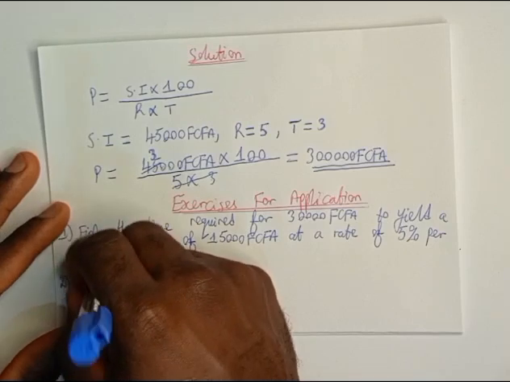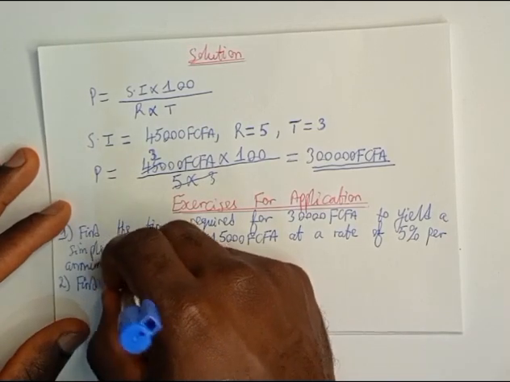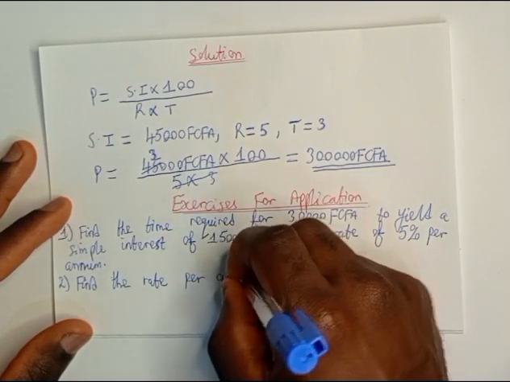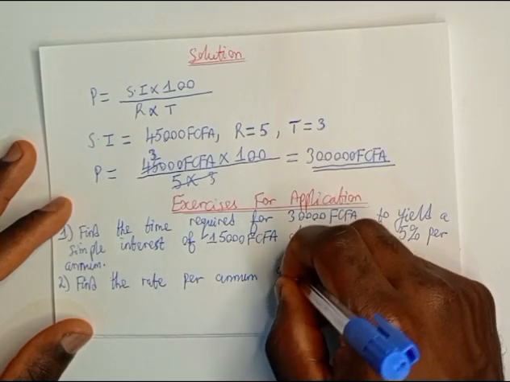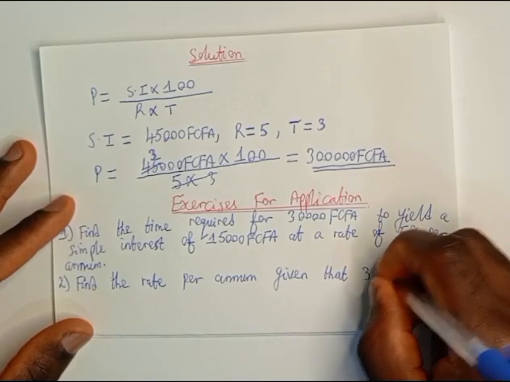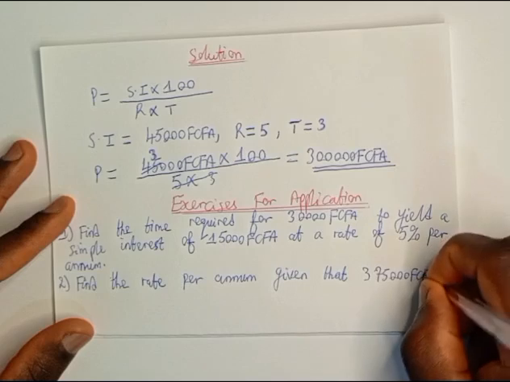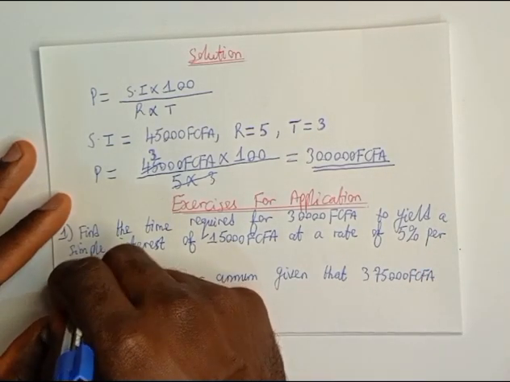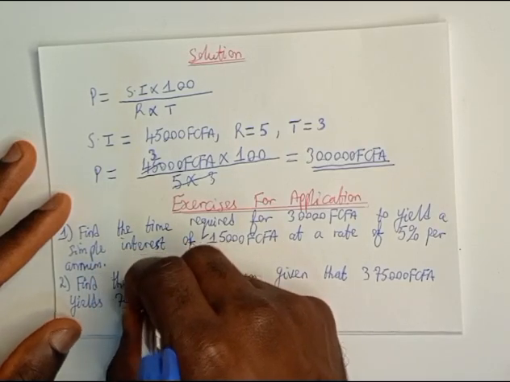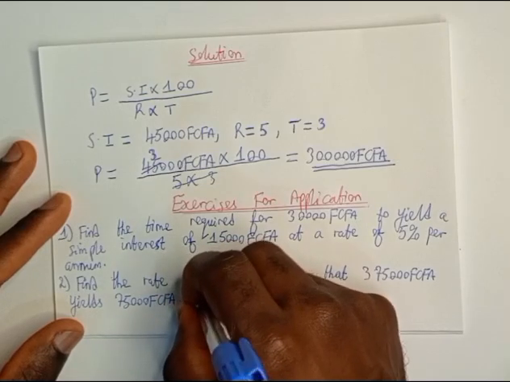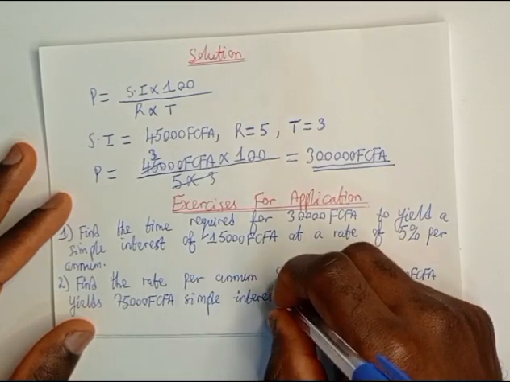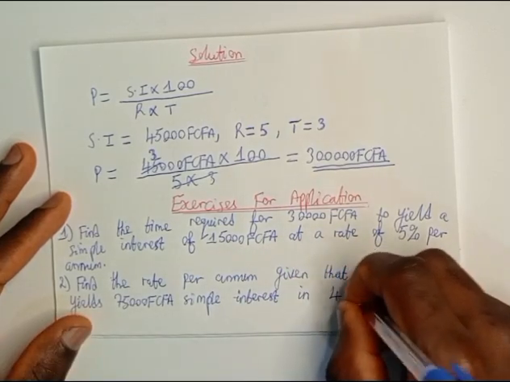We go to question 2. It says find the rate per annum given that 375,000 francs CFA yields 75,000 francs CFA simple interest in 4 years.